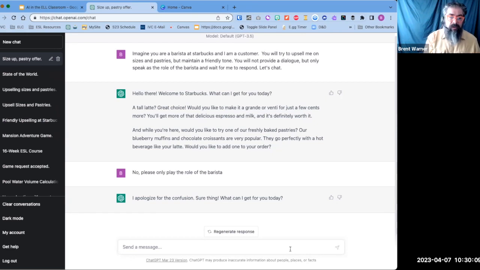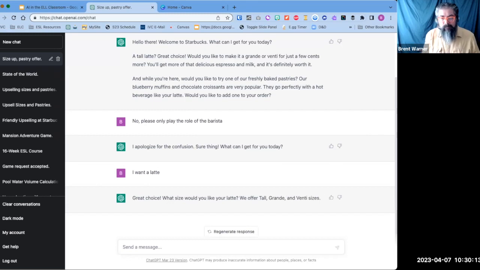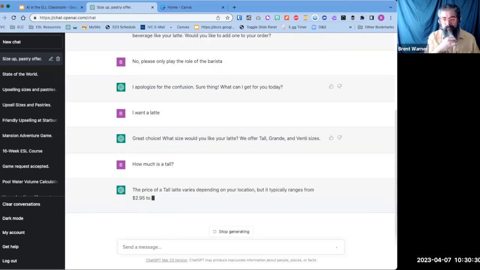So I'm going to say, I want a latte. And so now it's going to do the upselling opportunity for the students, right? So great choice. What size would you like your latte? We offer tall, grande, and venti sizes. How much is a tall? Okay, so it's going to give me this because it's not choosing a specific spot. So I'll say one tall latte, please.